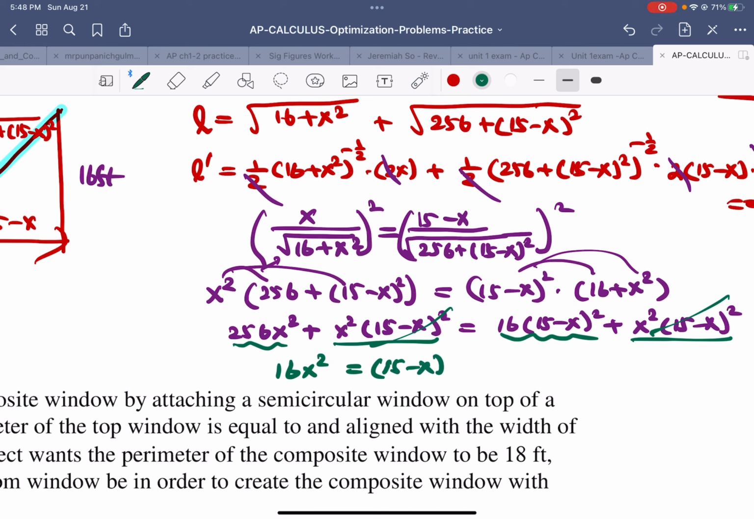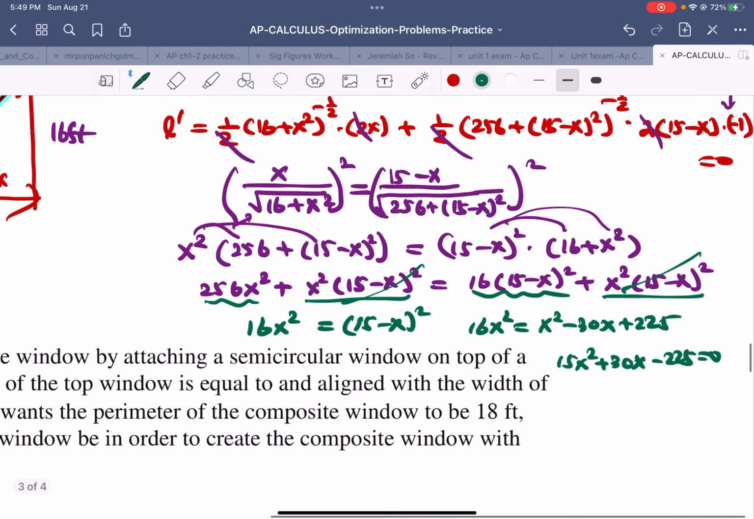(15 minus x) squared. Okay, and then what you can do is expand it out. So then 16x squared equals x squared minus 30x plus 225, 15 squared, and then 15x squared plus 30x minus 225 equals 0.